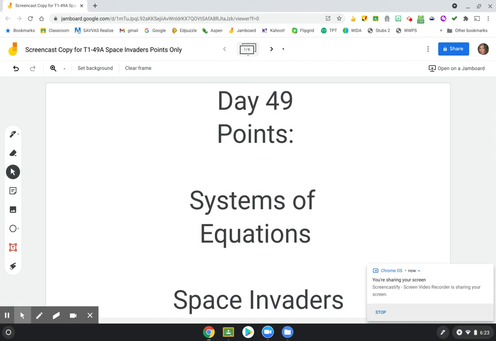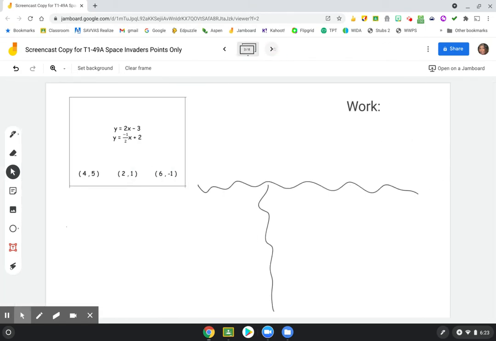Welcome to day 49, the Space Invaders assignment. We're dealing with systems of equations still, but we're just dealing with the points, no graphing.